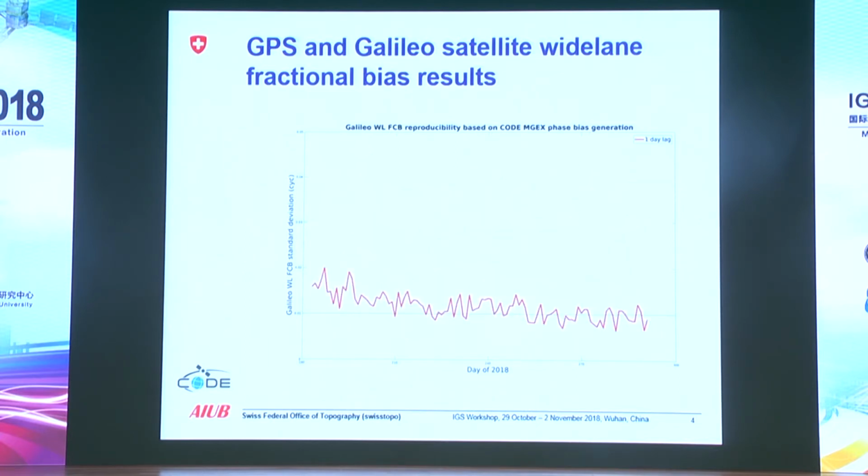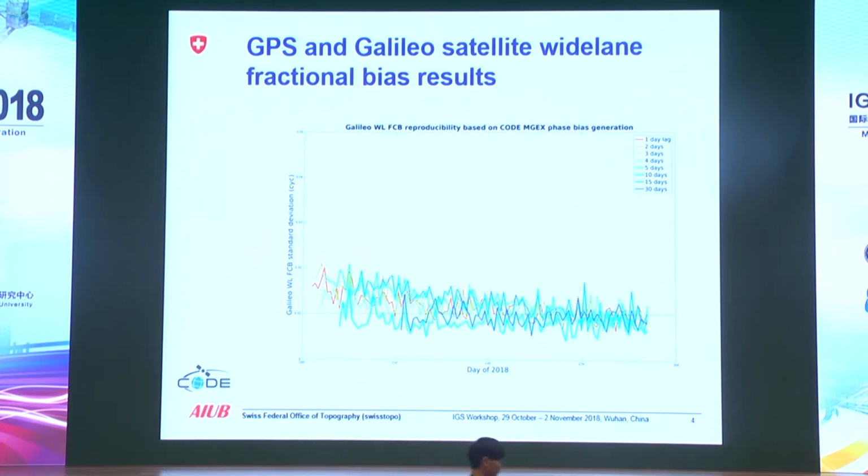This is the situation for Galileo fractional biases, previous day to current day. And the interesting thing is when you do that for different lags, this indicates that the Galileo values are much more stable. And when you have a close look at this, you can see that the bright blue and dark blue curves tend to be even below the 1 day lag curve. And this might be attributed to the fact that the Galileo ground track repetition period is 10 days.